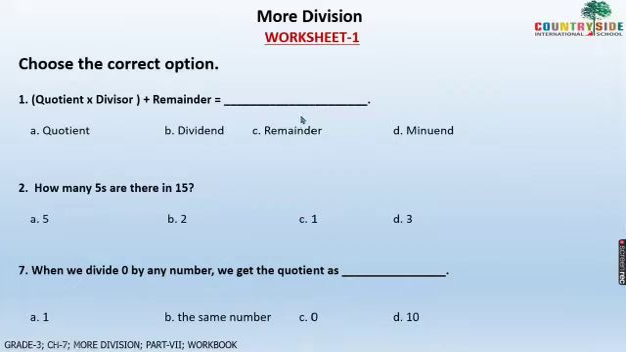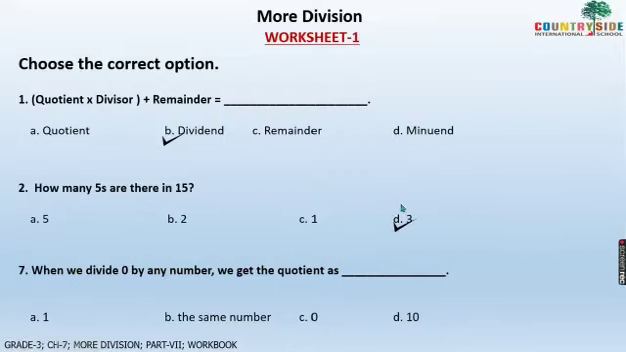Now children, I have already told you that quotient multiplied by divisor plus remainder is equal to dividend. So your answer is dividend. Then second, how many 5s are there in 15? So children, you have to see the table of 5. In the 5 table, when 15 comes, 5 threes are 15. So your answer is 3.